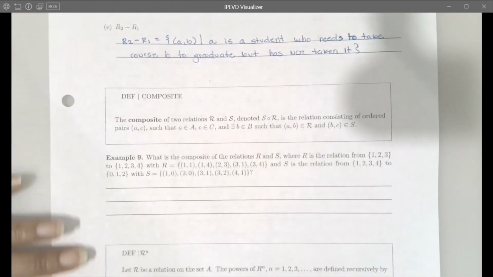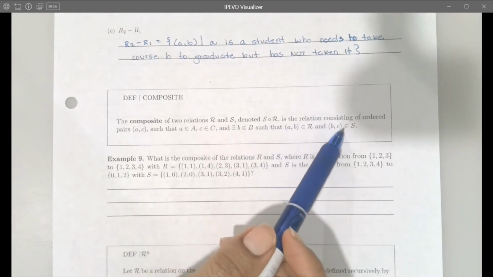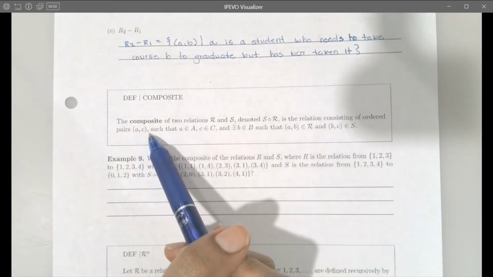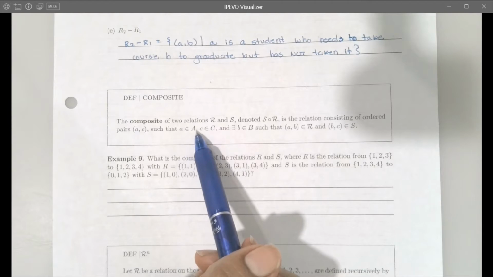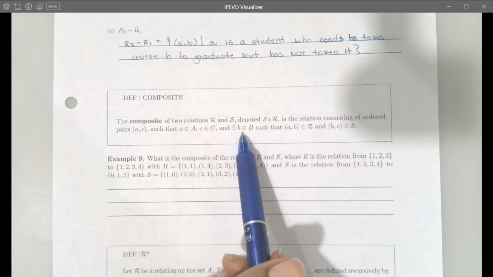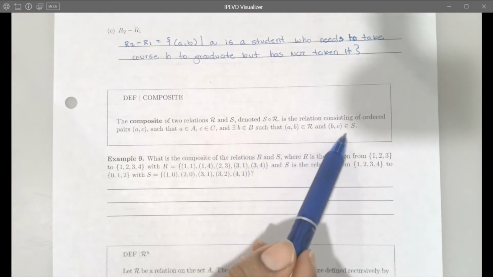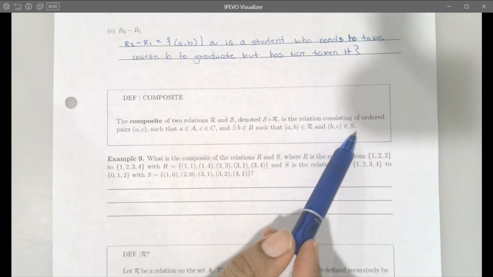All right, and now we take a look at something that is analogous to composition of two functions. So this is called the composite of two relations R and S. The composite of two relations R and S is denoted S∘R, and it's the relation consisting of ordered pairs (A, C), such that A is part of the set A, C is part of the set C, and there exists some element B in set B, such that (A, B) is in R and (B, C) is in S.